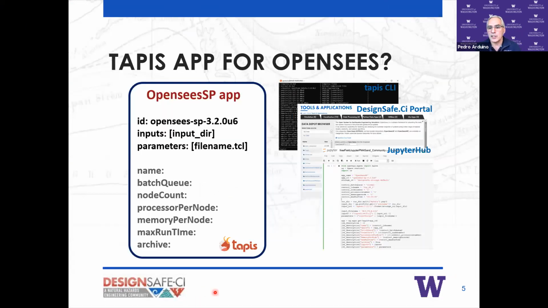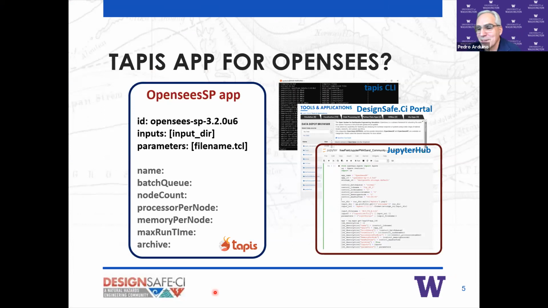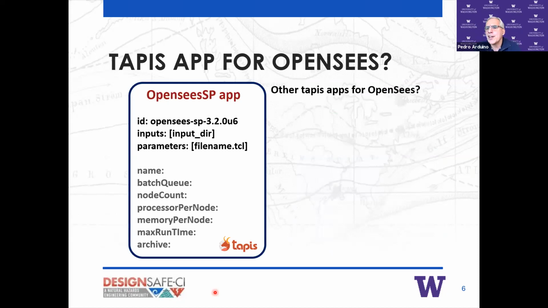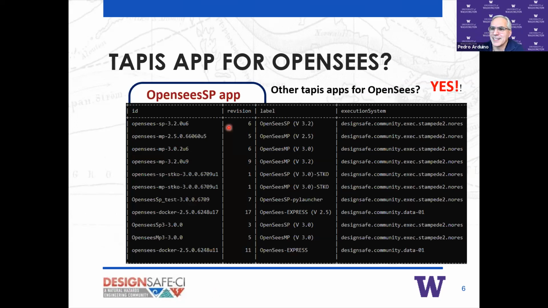What about using a Jupyter Notebook? Yes, using the Jupyter Notebook, you can also do that. And I will show you in a minute how to access this app from a Jupyter Notebook. So now, are there any other apps for OpenSees? The only one that you have is this one, OpenSees SP? No, there are several that have been implemented in TAPIS.